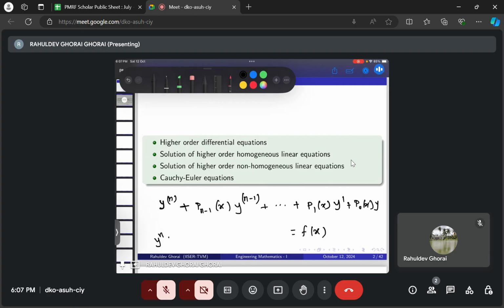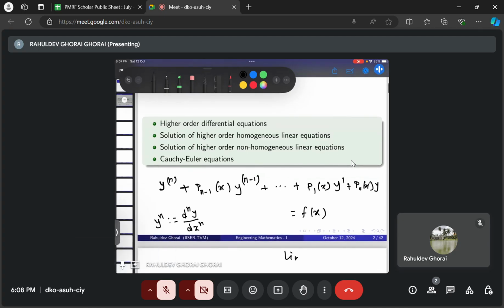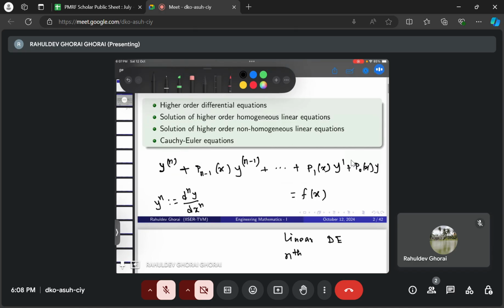What is the meaning of y^(n)? In a very easy scenario, you can think of it like this. This is always linear. Mainly, this is a linear differential equation of nth order.